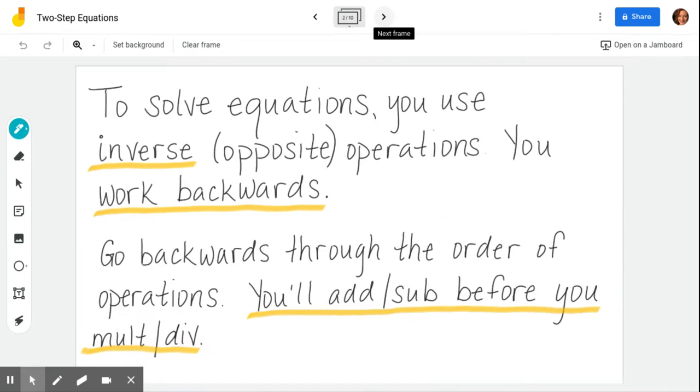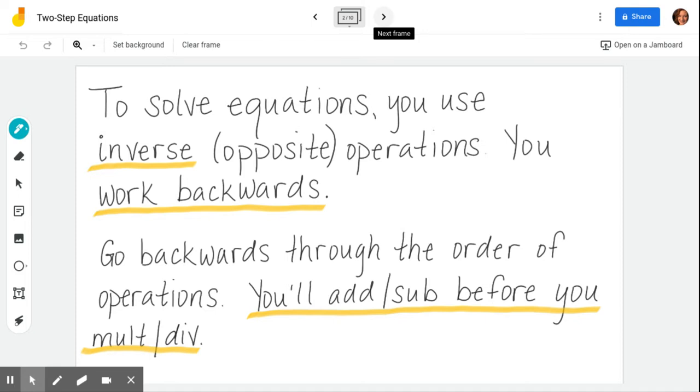So two-step equations are called that because guess what? It takes 2 steps to solve them, right? When you solve equations, we've talked about this before, a long time ago at the beginning of the year, you use inverse, which means opposite operations. You want to work backwards.